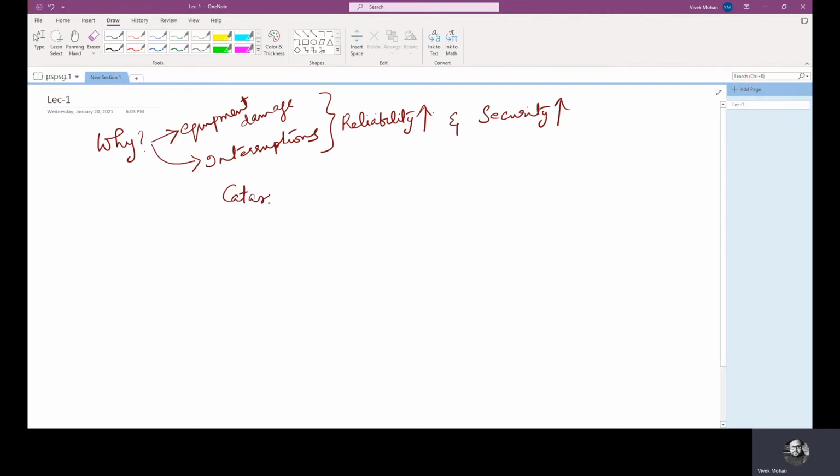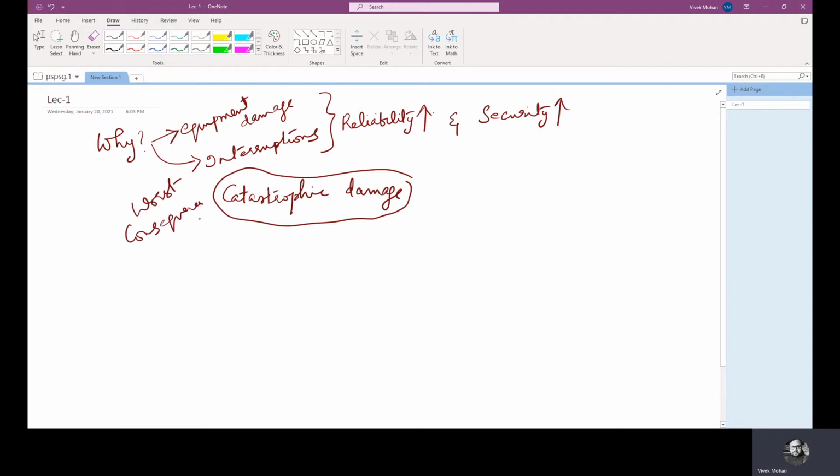So finally it can cause a catastrophic damage. In the worst case, it can cause a catastrophic damage. This can be the worst consequence. So to avoid this, we need to design and operate the protection system properly. Now, what are the possible faults in the power system?